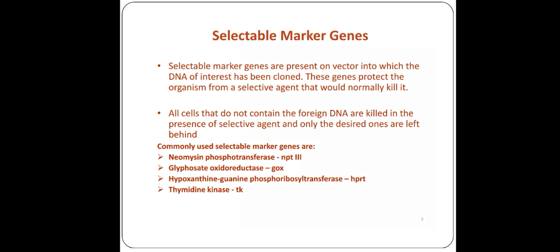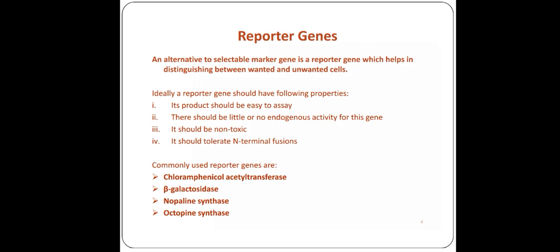Selectable marker genes are basically present on the vector into which the DNA of interest has been cloned. These genes protect the organisms from the selective agent that would normally kill them. All cells that do not contain the foreign DNA are killed in the presence of the selective agent, and only the desired ones are left behind. Common selectable marker genes are neomycin phosphotransferase, glyphosate oxidoreductase, and hypoxanthine thymidine kinase.